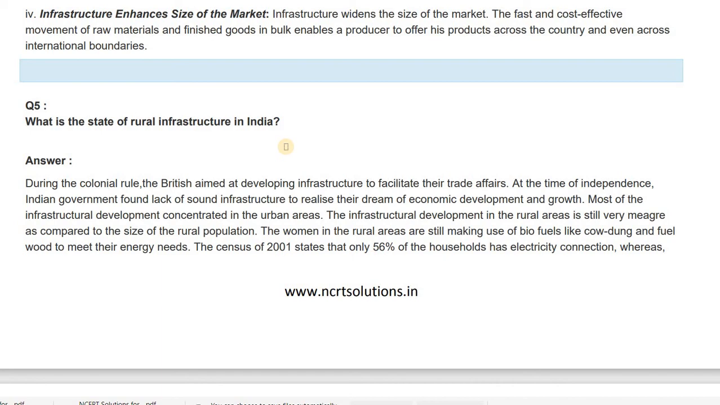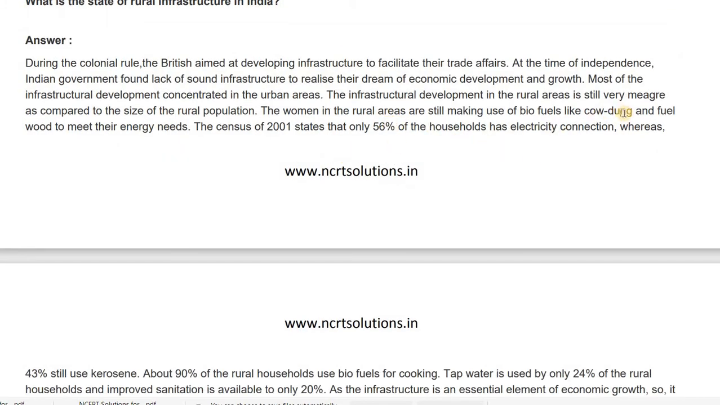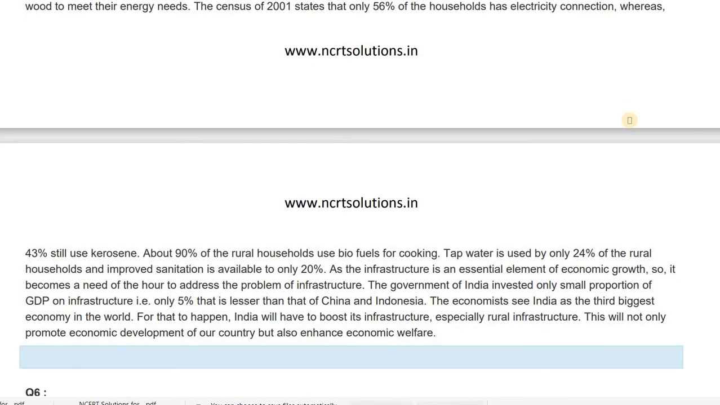Women in rural areas are still making use of fuels like cow dung and wood to meet their energy needs. We can understand from this that rural development is very slow compared to urban areas. The infrastructure development in rural areas is very less. The census of 2001 states that only 56% of households have an electricity connection and 43% are still using kerosene. So only 56% have the facility of an electricity connection.